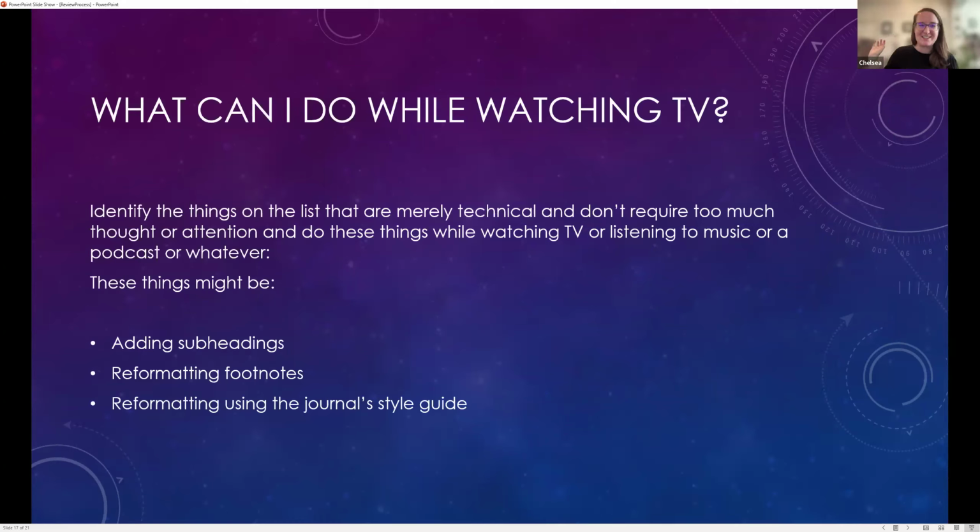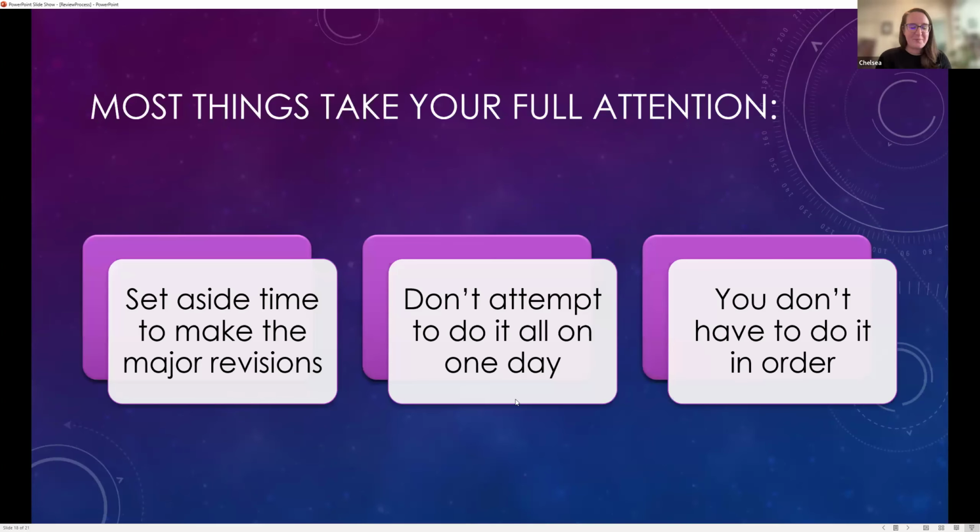We live in a very distracted screen era. People absolutely will do these things while watching TV, listening to an audiobook. So what works when? Well, again, those very simplistic things, adding your subheadings, reformatting your footnotes, which I know you will all do lovingly, painstakingly, making sure that everything follows the proper format so you will be nice to the journal's assistant editor. You can do that in front of a TV, using the style guide. So those kind of just more rote process things. That's fine if you want to do that while relaxing.